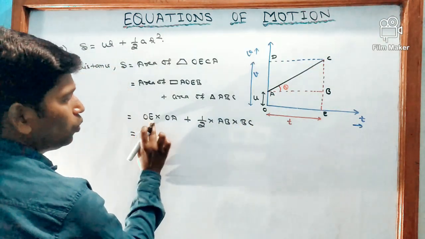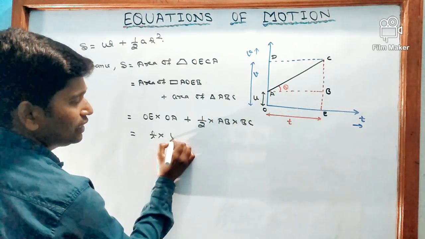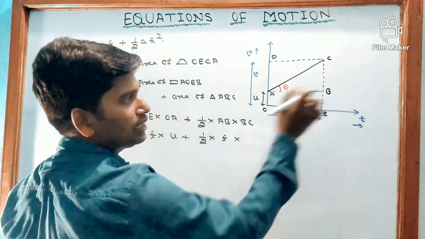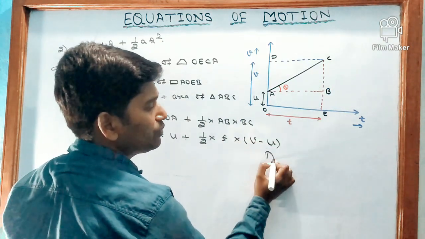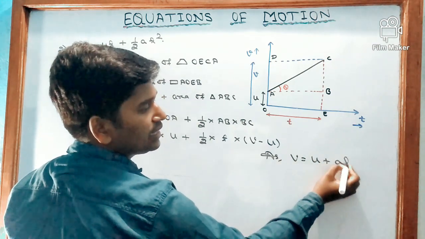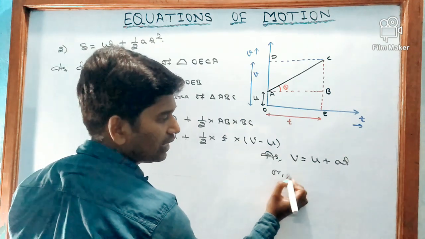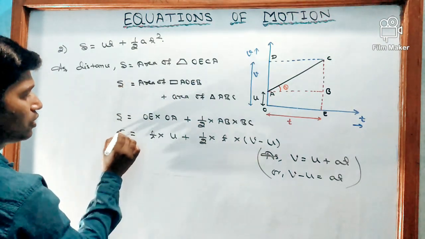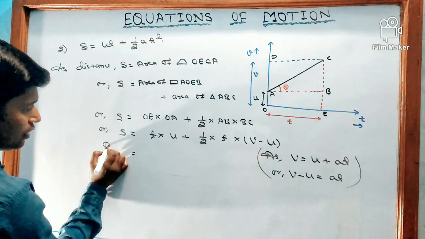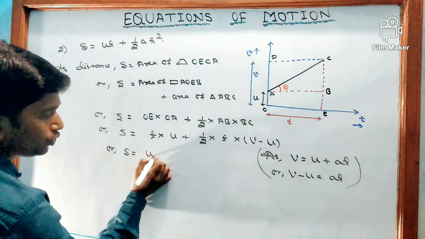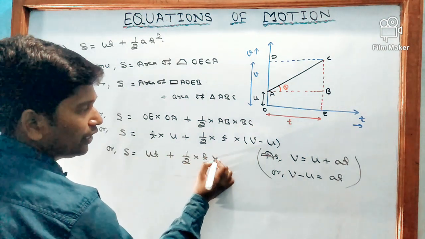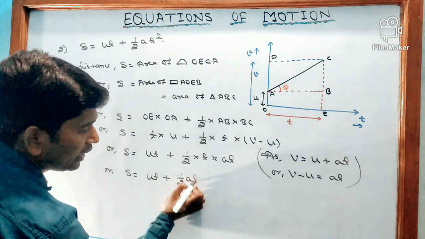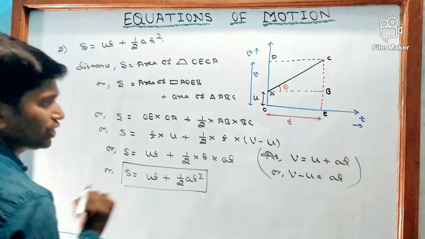Now let us see, OE is T, OA is U, plus 1 by 2 AB, that is T, into BC. Again we have to find BC, so BC is V minus U. As we know, V is equals to U plus AT, so bringing this U this side, we will get V minus U is equals to AT. So we can write displacement S is equals to UT plus 1 by 2 into T into (V minus U), which is AT. So we will get S is equals to UT plus half AT square. So this is the second equation.